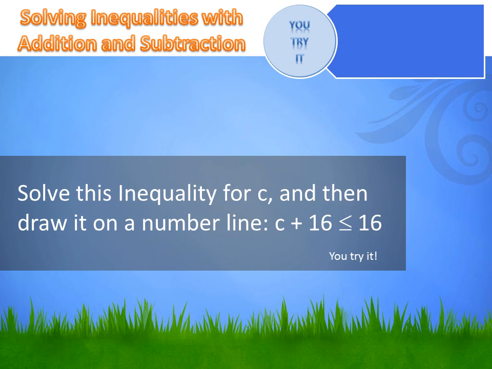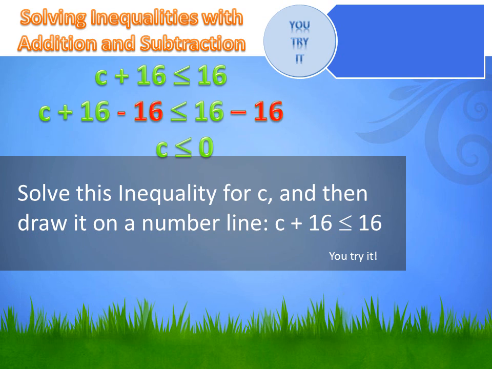Solve this inequality for c, and then draw it on a number line. c plus 16 is less than or equal to 16. Well, if instead of a less than or equal sign, we had an equal sign, you'd know how to solve this real easily. You just subtract 16 from both sides of the equation, and you'd have c equals 0. It's the same as long as you're adding and subtracting, whether you've got an equal sign or an inequality sign.